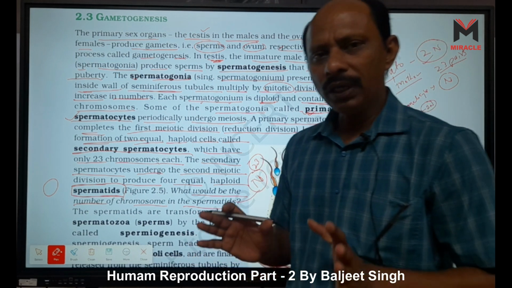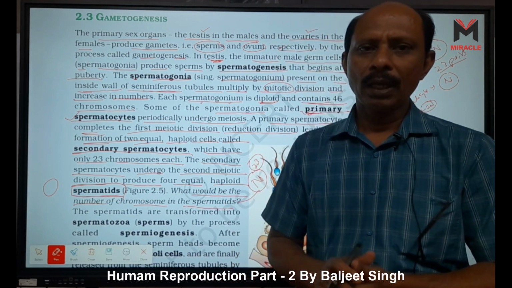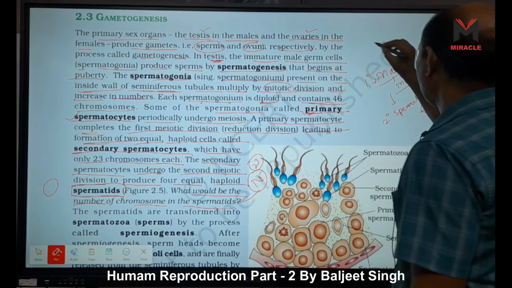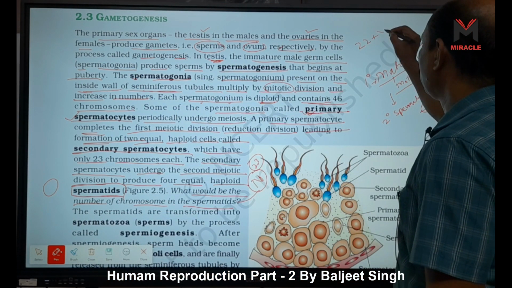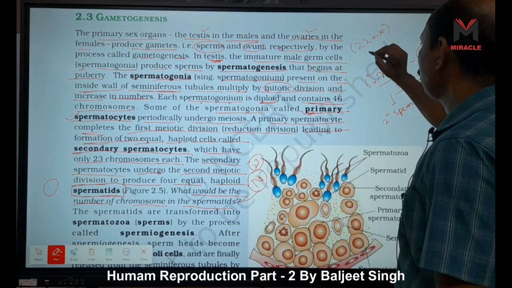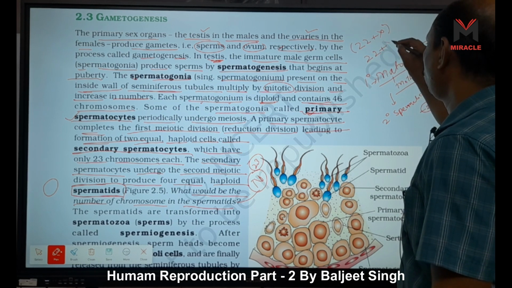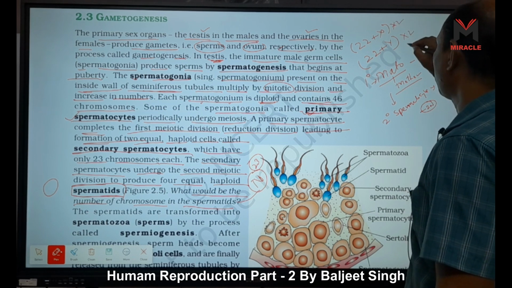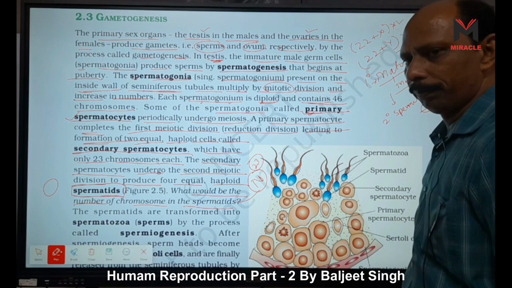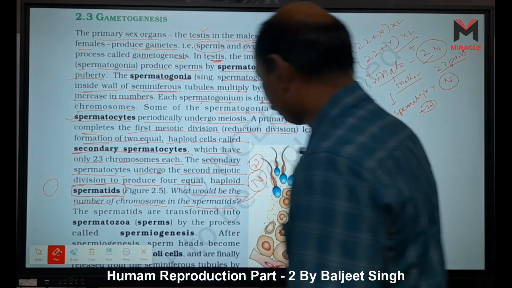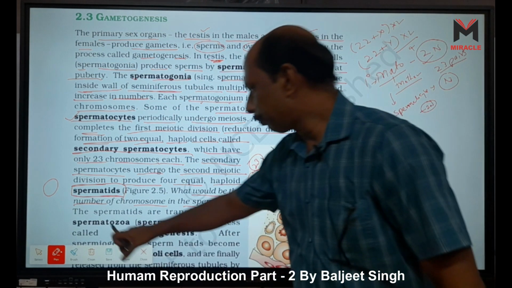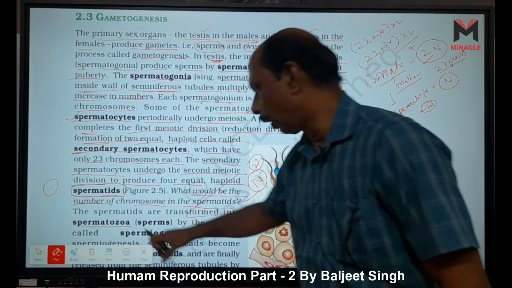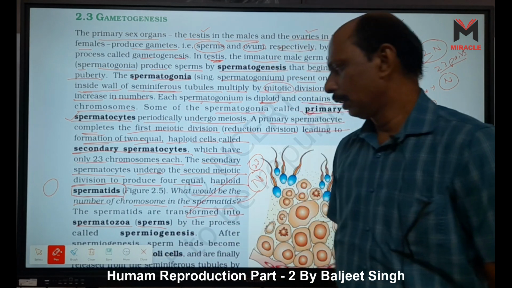But here we have 2 types of sperms. One contains 22 plus X, I can write here 22 plus X, right? And another sperm contains 22 plus Y. 2 sperms are there and 2 sperms, total 4 sperms are formed, right? The spermatids are transformed into spermatozoa, that is sperms.